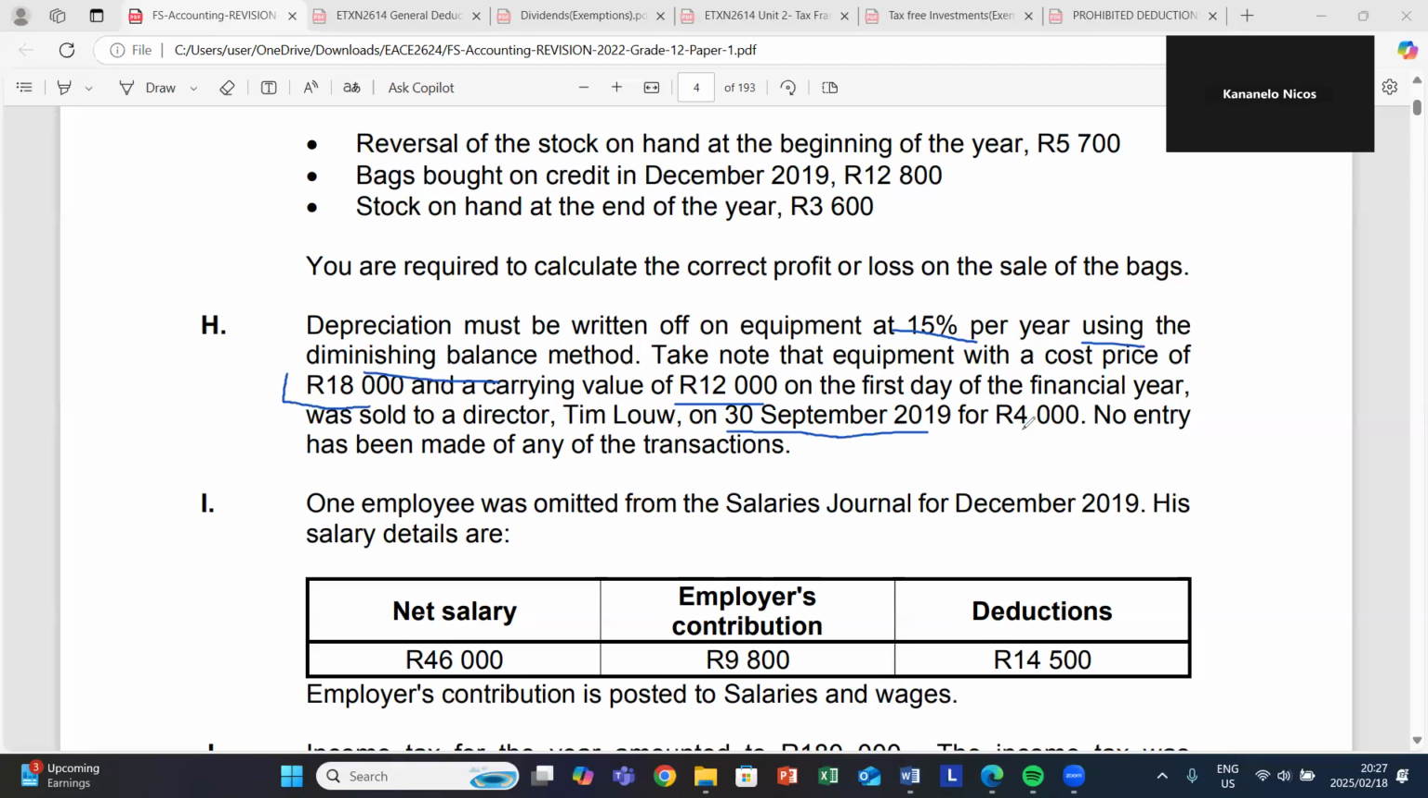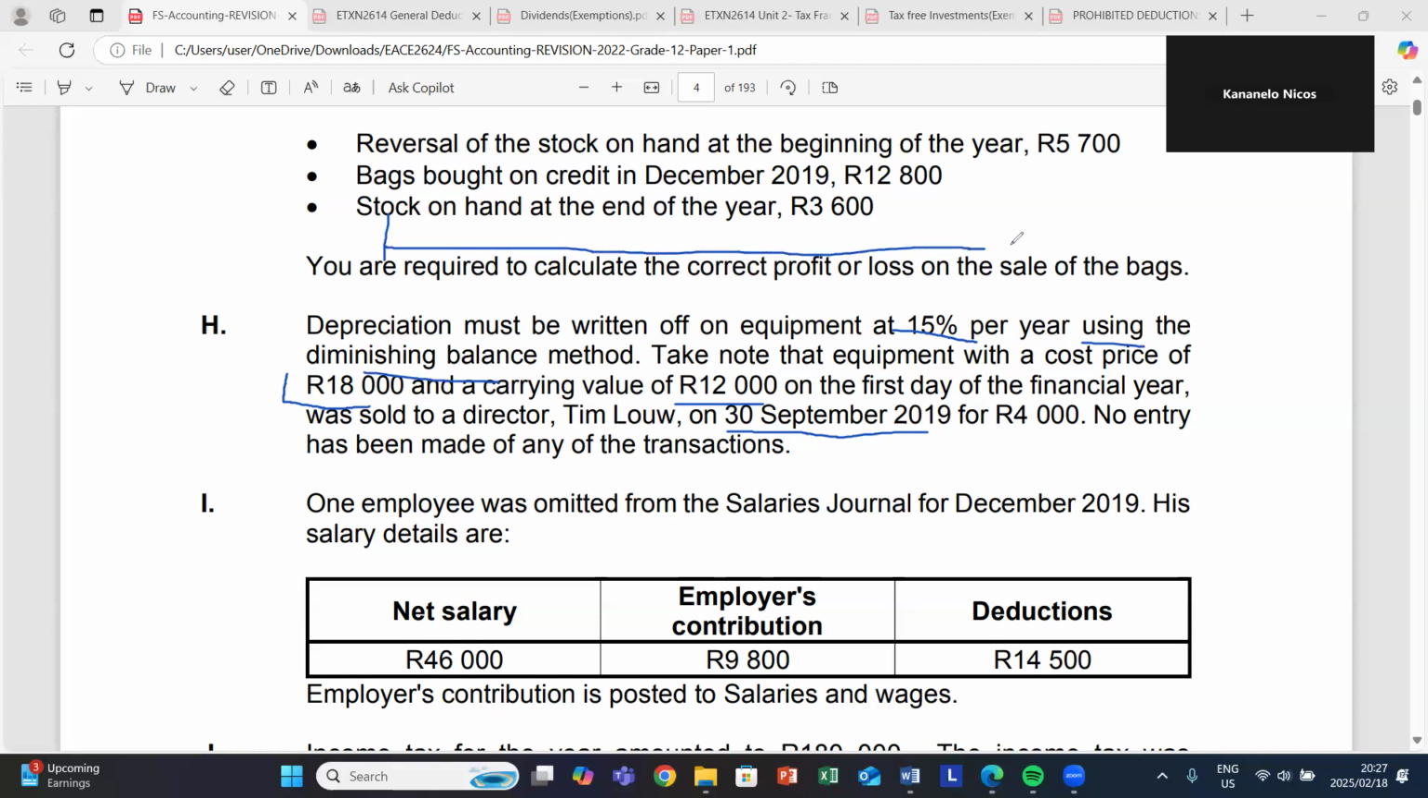No entry has been made of any of this transaction. And then remember that you cannot do depreciation without your financial year. It's quite futile. So we'll have to calculate or draw up a financial year. This is our financial year. Our financial year begins on the 1st of January 2019.